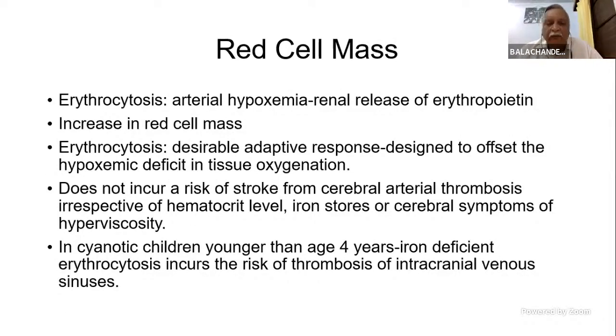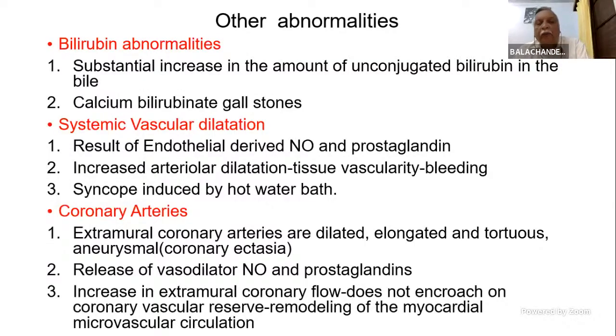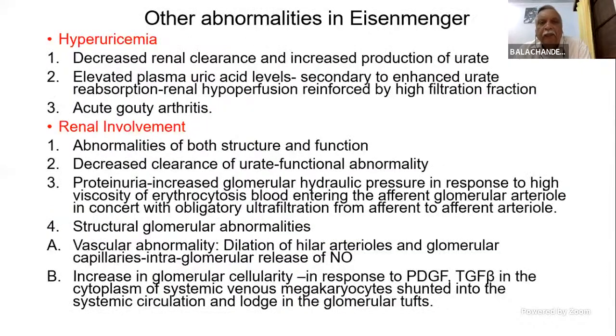And about the red cell mass. Next slide. And about the other things like hemostatic abnormalities. Next one, renal abnormalities, bilirubin abnormalities, coronary arteries, etc. These are all usual things of Eisenmenger's complex, which is VSD with pulmonary arterial hypertension. Next slide. Next one, please.